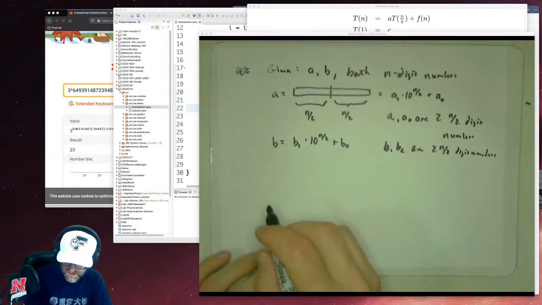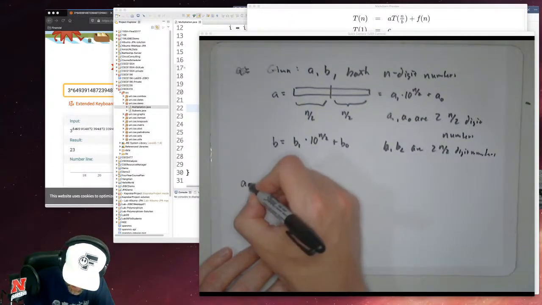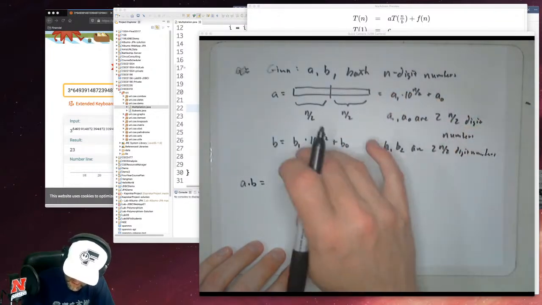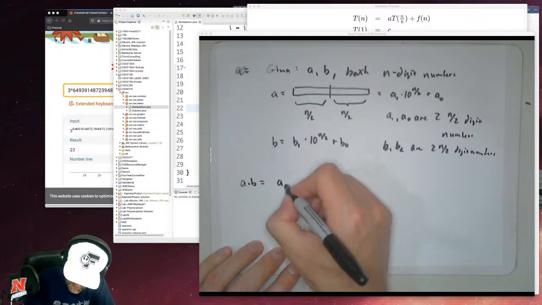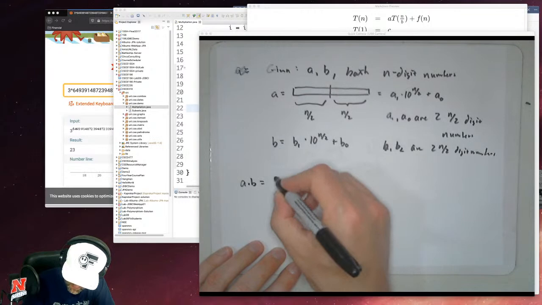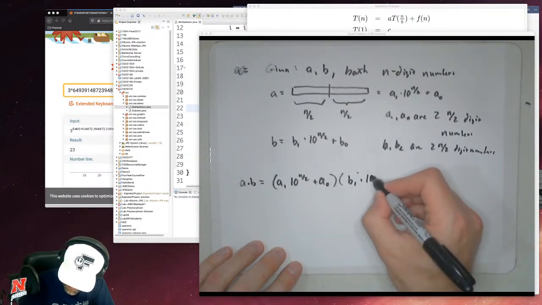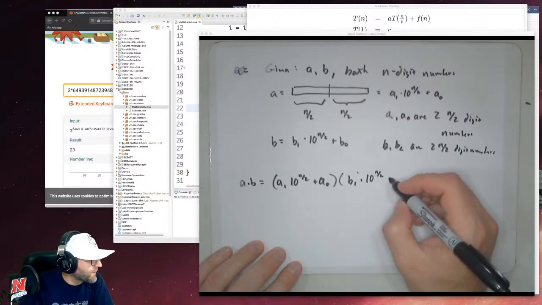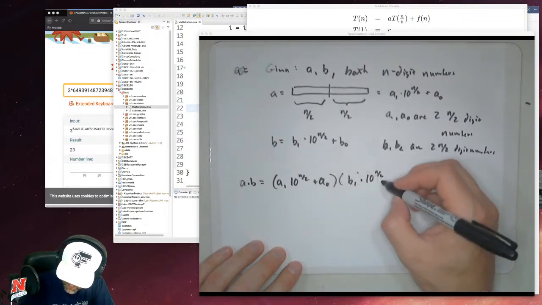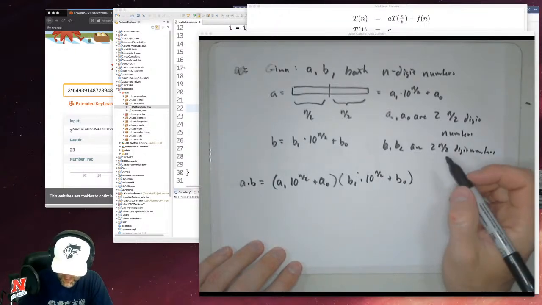But what I can do now is I can do the same FOIL trick. And let me go ahead and write that out. What is a times b now? Well, again, if I took this representation and this representation, I would have a1 times 10 to the n divided by 2 plus a naught times b1 times 10 to the n divided by 2. I'm not writing 10 to the 0 here, just to have less to write, but it is there implicitly.